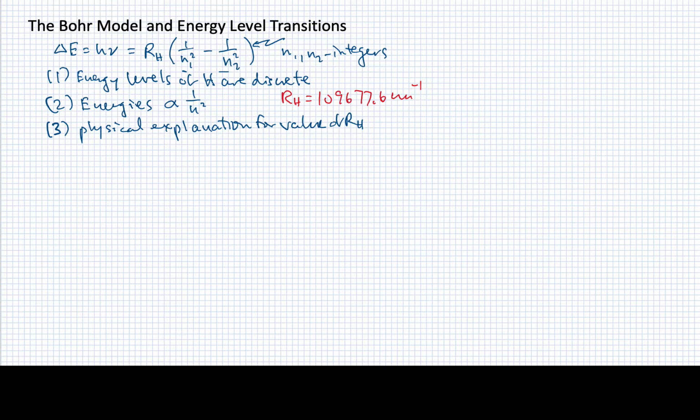Now, how would one go about explaining these things? Before there was the Schrödinger equation and a real knowledge of quantum theory, Niels Bohr, a famous Danish physicist, proposed a model in 1911. What Bohr basically proposed was that the electron makes circular orbits about the proton.